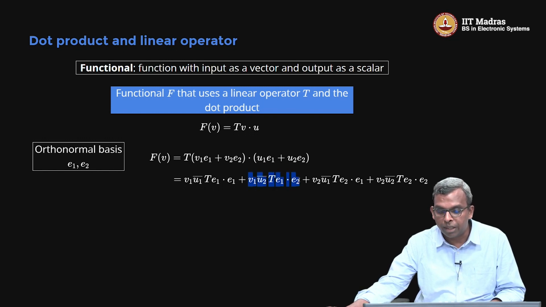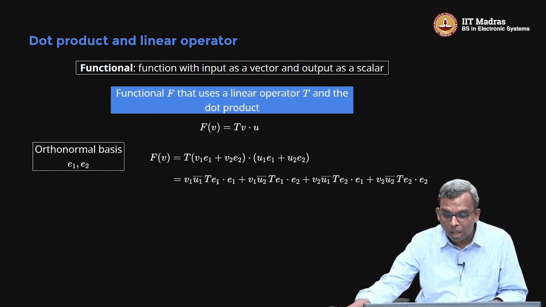Now look at the second term here. How did I get this second term? I took this first guy and then did a dot product with the second guy here. So when I do that, u2 becomes u2 bar here, v1 comes out as v1 here, and then t e1 dot e2. That's all I'm doing. I'm using the linearity property to simplify this. The other two terms are also obtained in that way: v2 u1 bar t e2 dot e1, v2 u2 bar t e2 dot e2. Remember always that the t comes first, t e1 comes first, and then you do a dot product with e1.